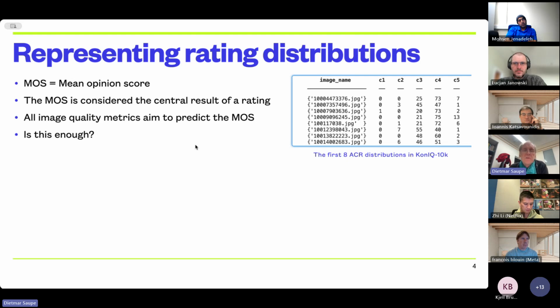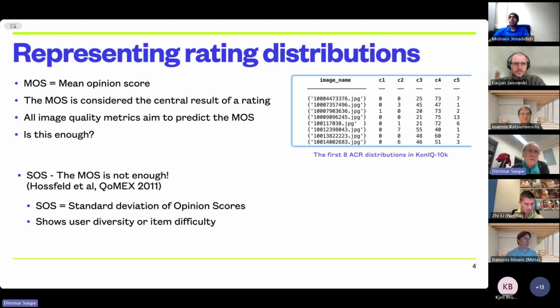The MOS is considered the central result of a rating, and all objective image quality metrics aim to predict the MOS. But is this enough? Should we stop there or consider a little bit more? A while ago, 13 years ago, there was a paper at QoMEX by Hoßfeld et al. called SOS, the MOS is not enough. They found this kind of catchy title, and it gave them a lot of references, but mostly because the content was important, although the title also helped. SOS, the MOS is not enough, is not something that comes to the rescue in an emergency, but SOS just stands for standard deviation of opinion scores.